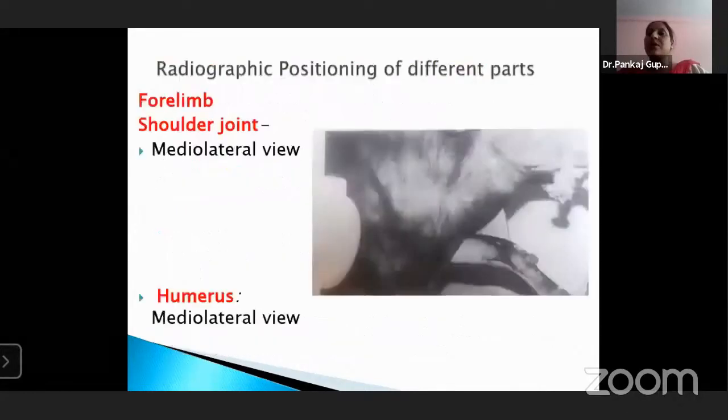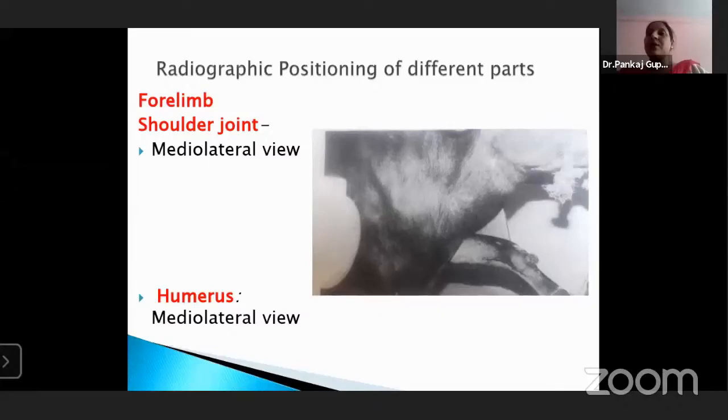Now, about the radiographic positioning of different parts. If we position the part to be radiographed in a proper way, then only we can get a diagnostic radiograph. Now we'll start with the forelimb. In forelimb, we do not go for the radiography of scapula. Sometimes we go for the radiography of shoulder joint. It is not very common, but we can take a mediolateral view of the shoulder joint. From this picture, you can see this mediolateral view of shoulder joint can be taken in standing position as well as in recumbent position.